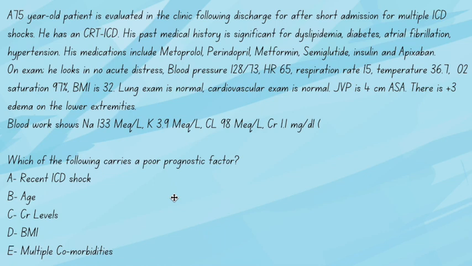Which one of the following carries a poor prognostic factor? Recent ICD shocks, age, creatinine level, BMI, multiple comorbidities. So I have to know the diagnosis, and then I have to know the risk factor. Okay, so a 75-year-old patient evaluated in the clinic after a discharge where he was admitted for a short time for multiple ICD shocks. He has a CRT ICD device. His past medical history is dyslipidemia, diabetes, atrial fibrillation, hypertension. His medications include metoprolol, perindopril, metformin, semaglutide, insulin, apixaban.